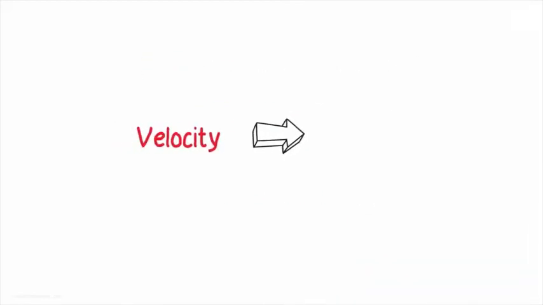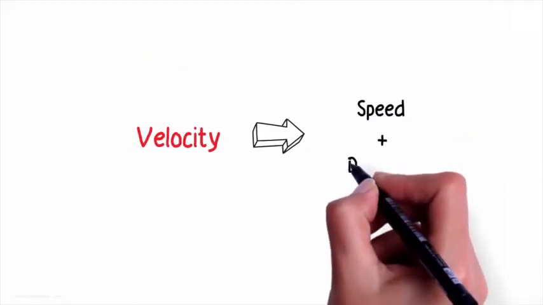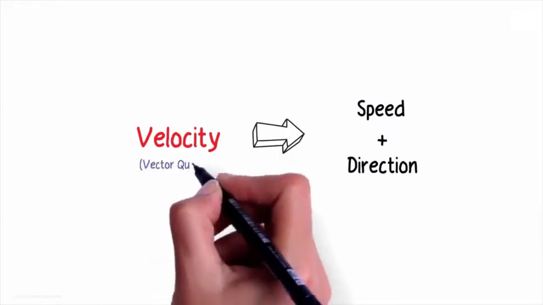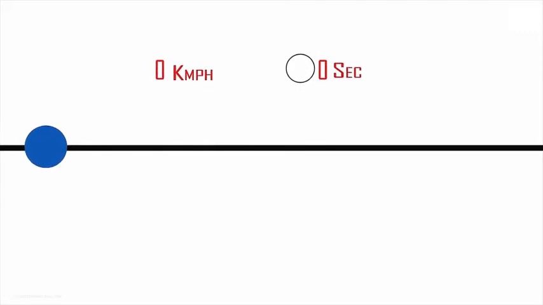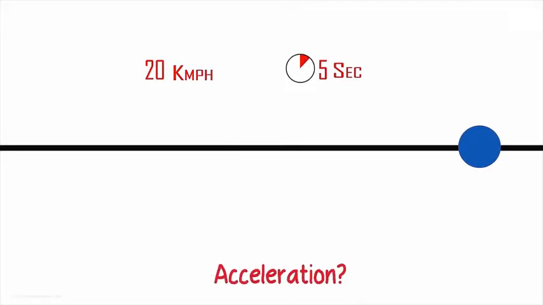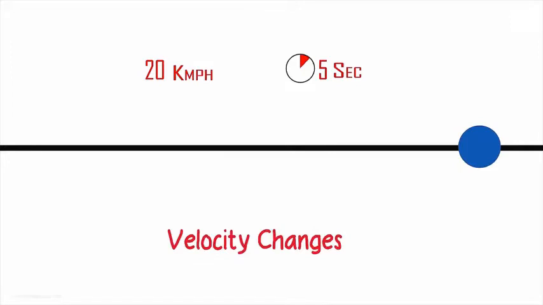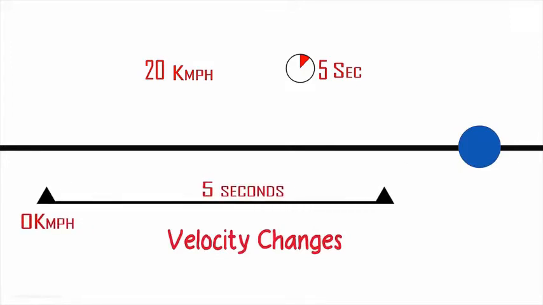Do you remember what velocity is? It's speed with direction, and it's hence a vector quantity. Why is this important? Let's say a body moves from rest and reaches a velocity of 20 km an hour in 5 seconds. Will acceleration be involved here? Yes, because the velocity is changing. It was 0 initially, and at the end of 5 seconds, it's 20 km per hour.